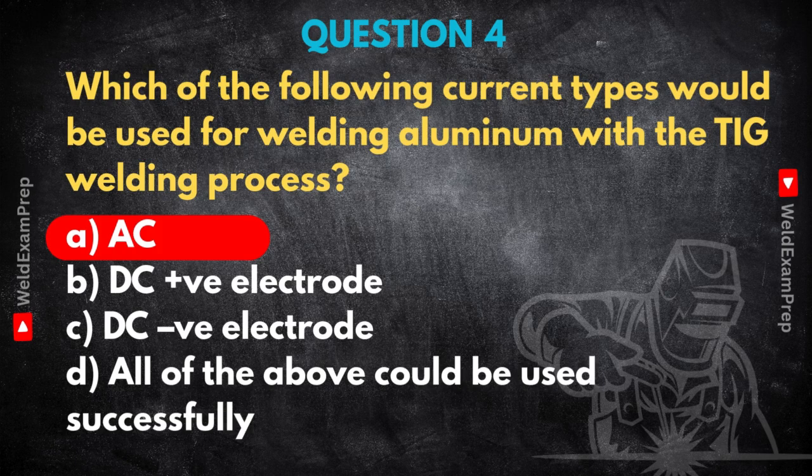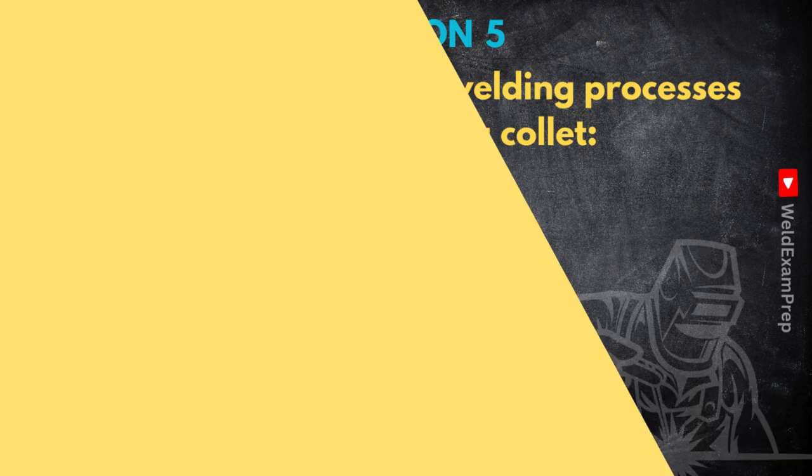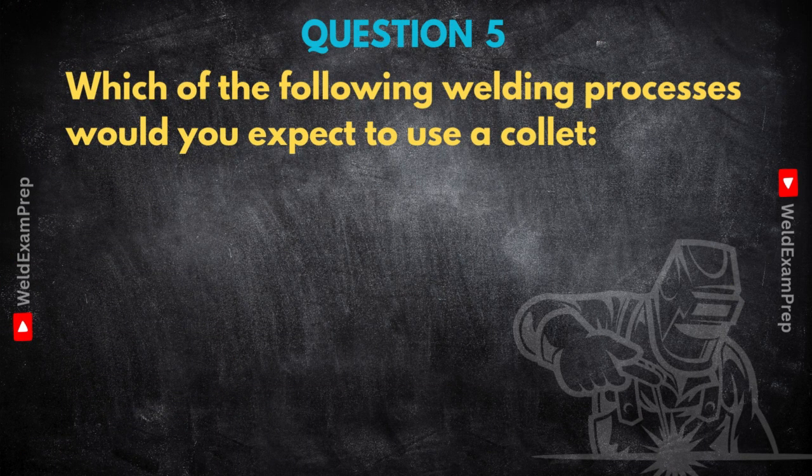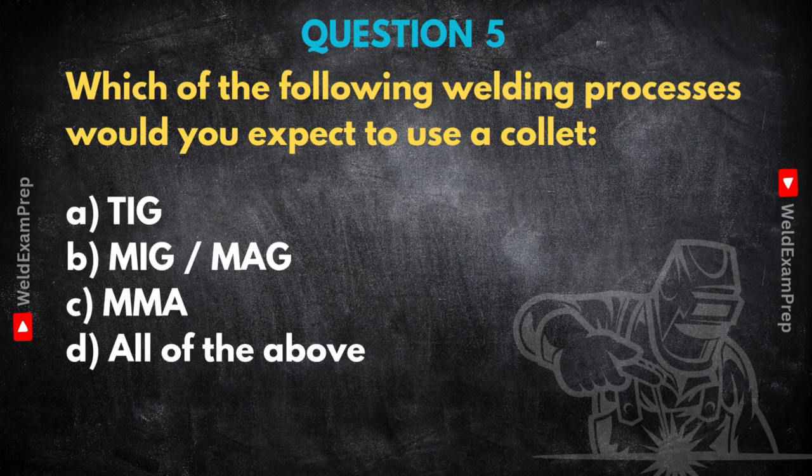Right. Okay, for our final question today, let's zoom in on a specific, maybe sometimes overlooked component. Question 5. Which of the following welding processes would you expect to use a collet? A, TIG, B, MIG-MAG, C, MMA, D, all of the above. Try and picture the inside of each welding torch. Where does a collet fit? What's its specific job? The correct answer here is A, TIG.